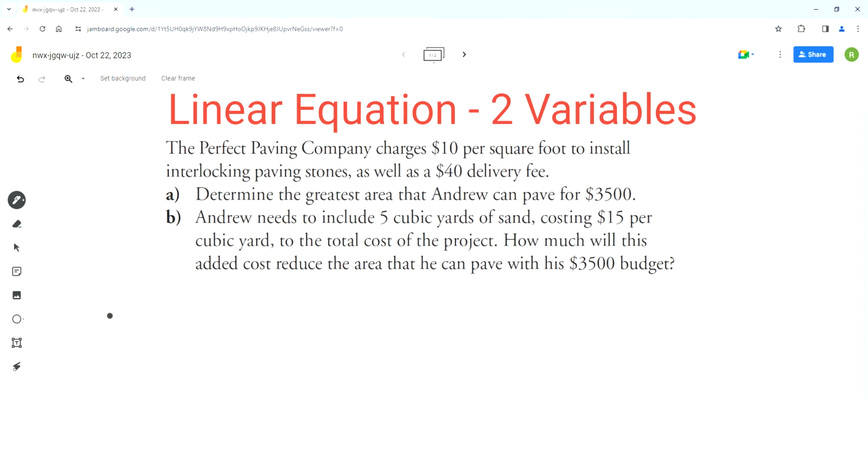So for this problem, we'll have to use let statements to define the variables we can use to write the equations. In this problem, we are given the variable cost, which is this $10 per square foot for the stones, and we are also given a fixed cost, which is this $40 delivery fee. So in part A, we should start by defining the variables. Let's assume C represents the total cost, and X represents the number of square feet that Andrew wants to pave.